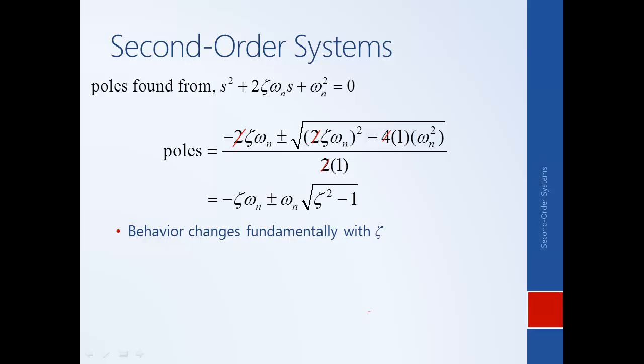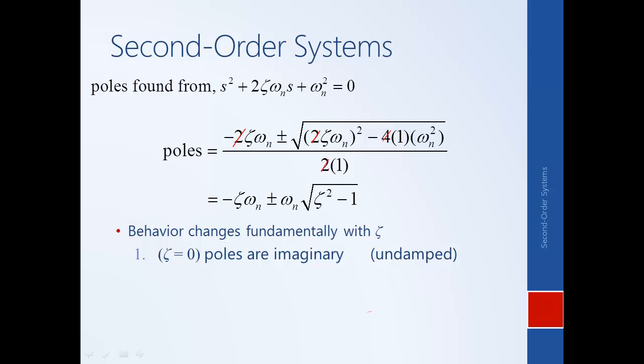So for example, if zeta is equal to 0, then this term goes away and this term goes away, and we have the square root of minus 1, and we basically have poles of plus or minus j omega n. So the poles are purely imaginary. That means that the natural response of the system oscillates because there's an imaginary portion. And since the real portion is equal to 0, the oscillation neither grows nor decays. And so this is what we call an undamped response.